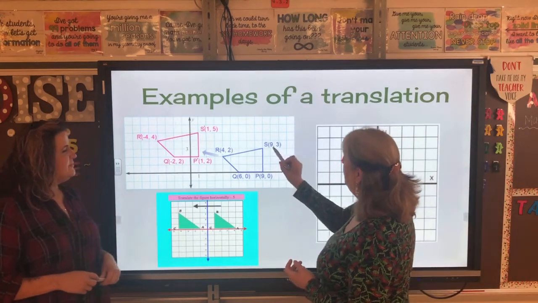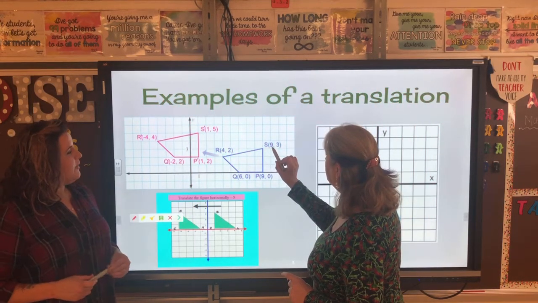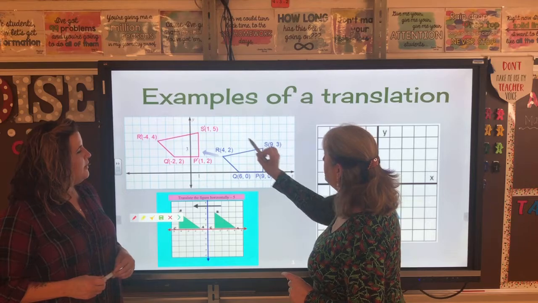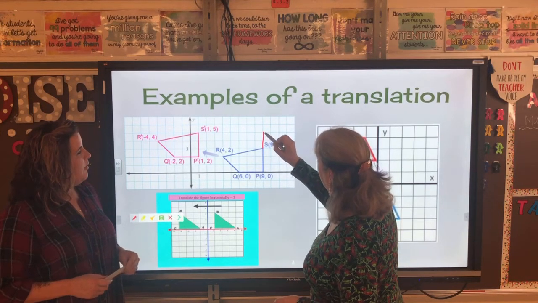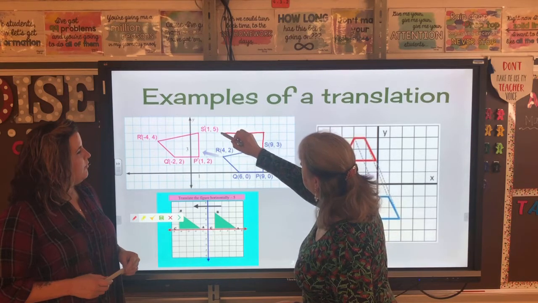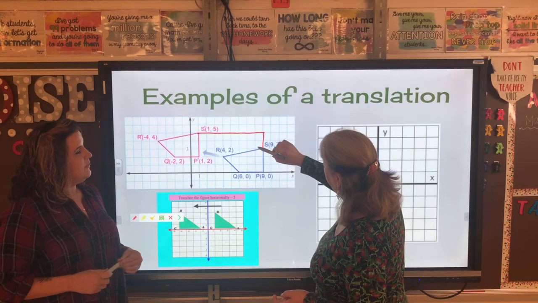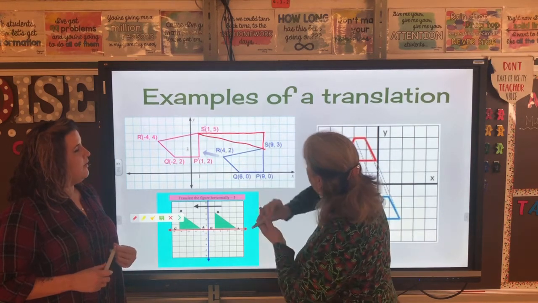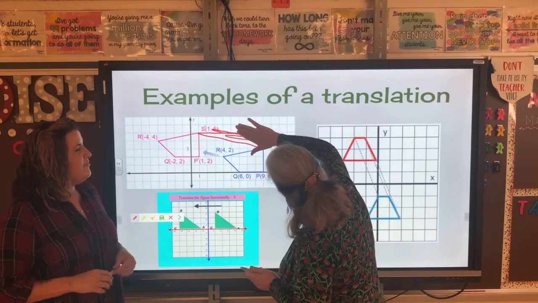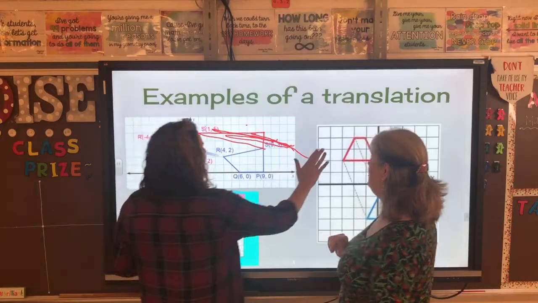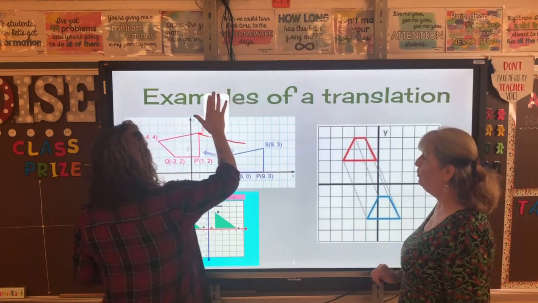Okay, so in this one, I'm just going to pick one point, and I'm going to start with S. To move from S to S prime, it went up 2, and then it went over 2, 4, 6, 8. So this one translated diagonally because it had 2 movements. So 2 movements make a diagonal transformation? Yeah, 2 movements make it diagonal.